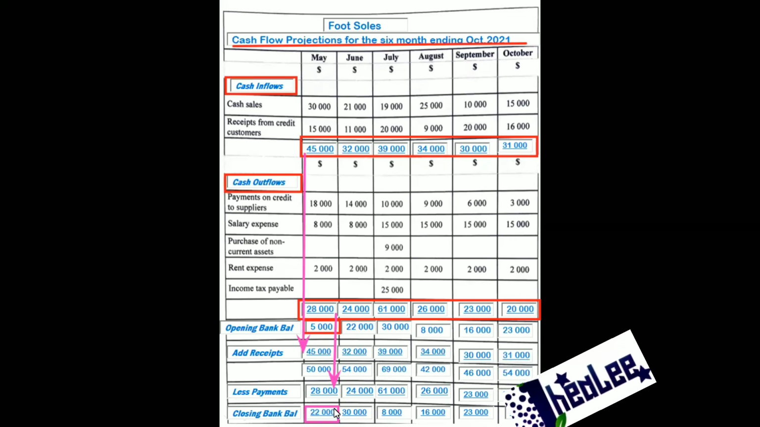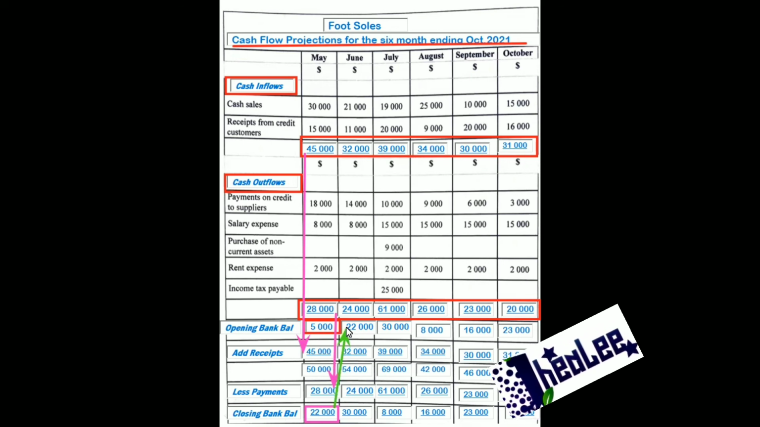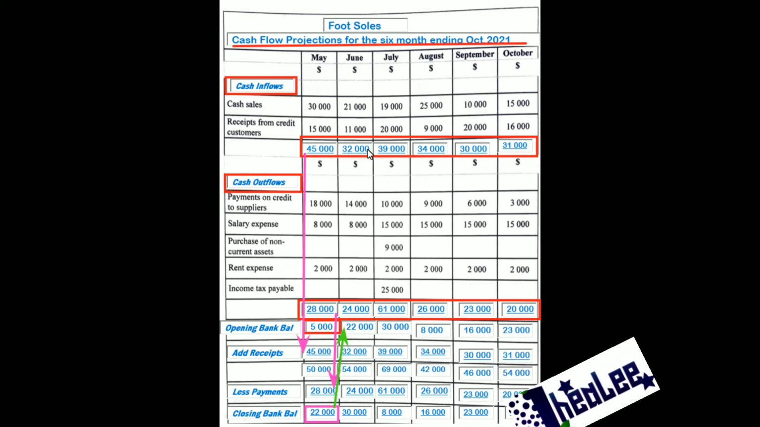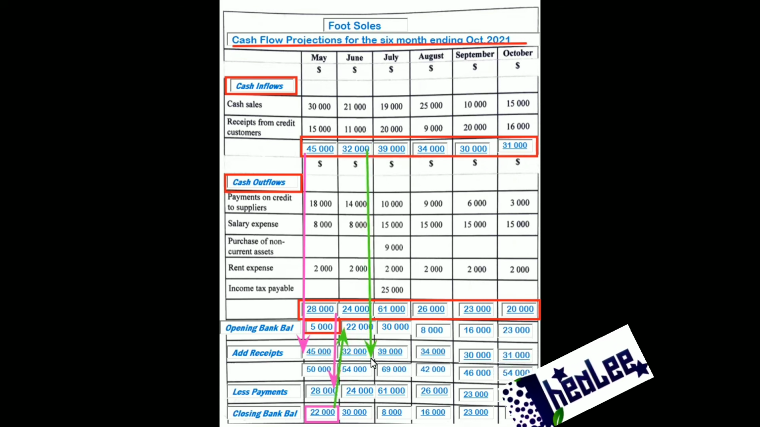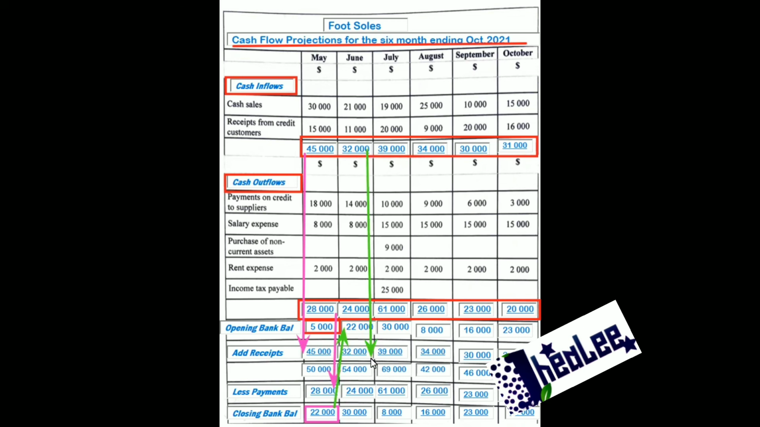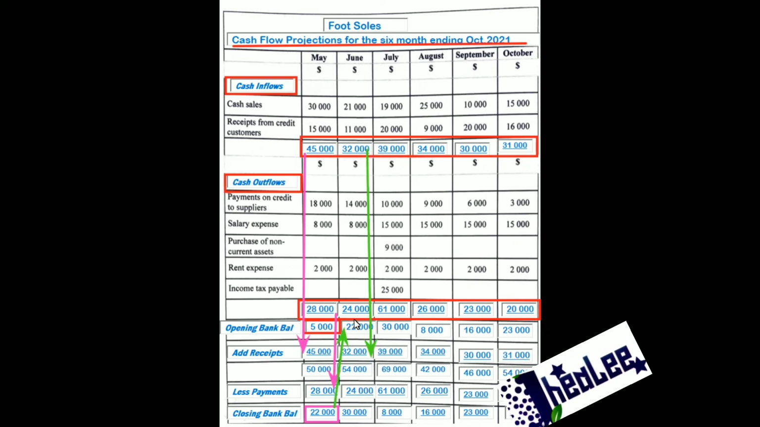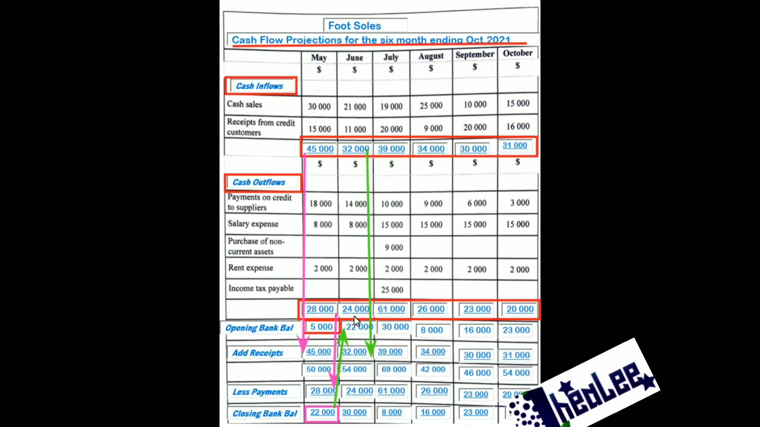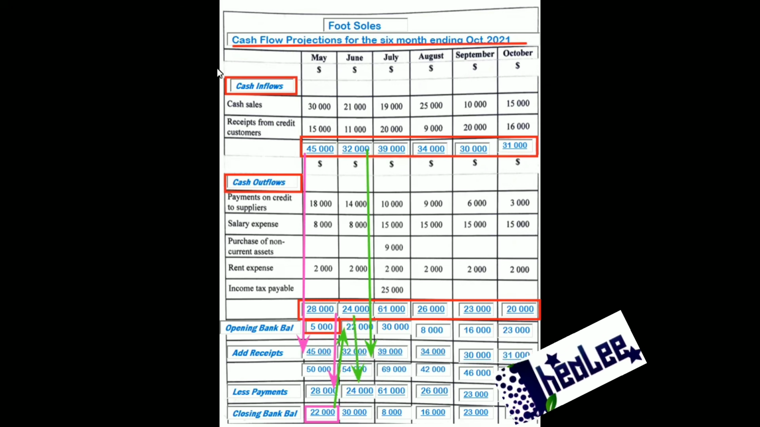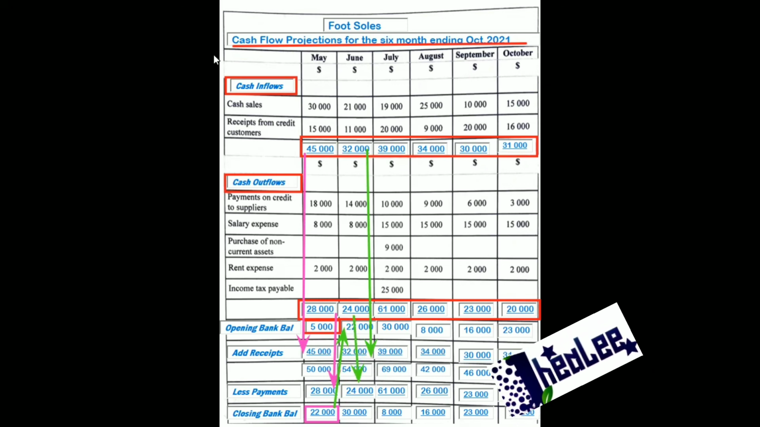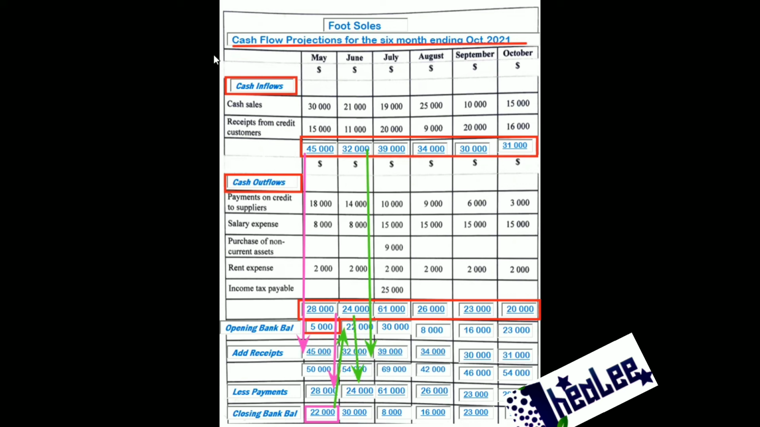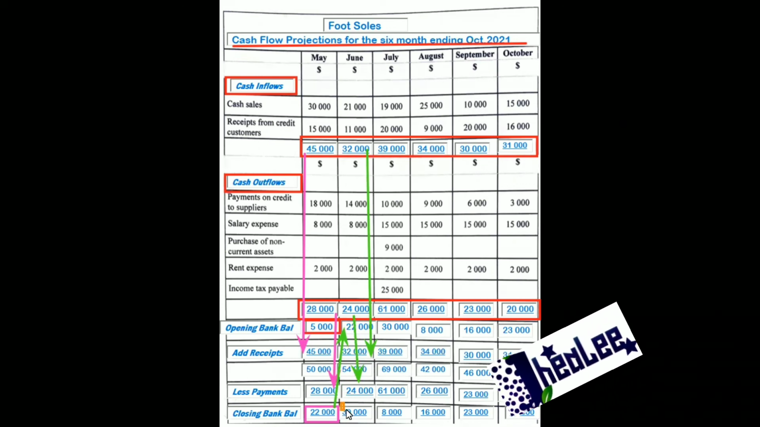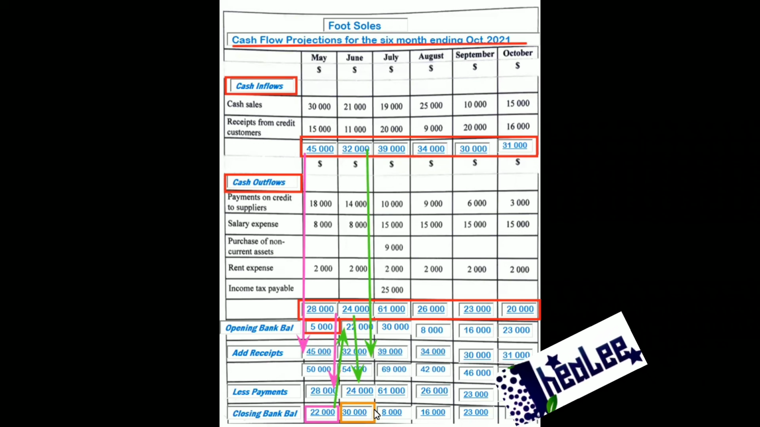That 22,000 now becomes the opening bank balance for the next period. So we're seeing where this 22,000 was used to begin the balancing section for the month of June. The $32,000 is then added. That's the receipt. From that now, the payments of 24,000 was then subtracted, and that gave us a closing bank balance for the month of June of $30,000.